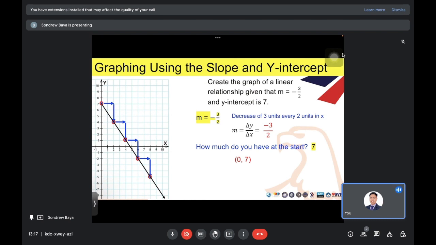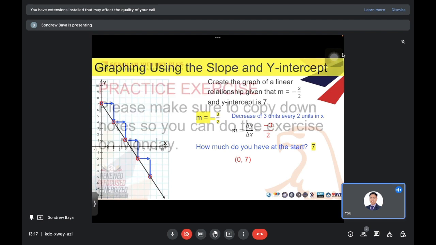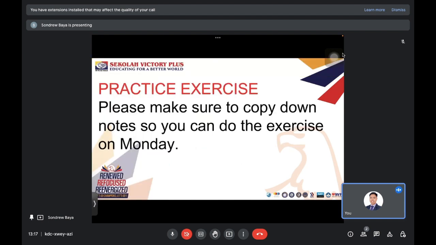Now, you might prefer the table of values because you're used to it already. However, there are instances wherein this is a lot easier to do, especially if you get used to it, rather than having a table of values. So I'd like you to simply study this, copy down notes, and I'll be giving you exercises on Monday. You don't have to study everything. At least you're able to do a portion of it. And we will do exercises on Monday.